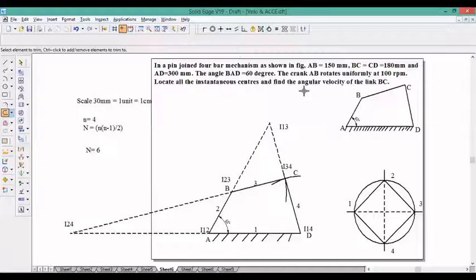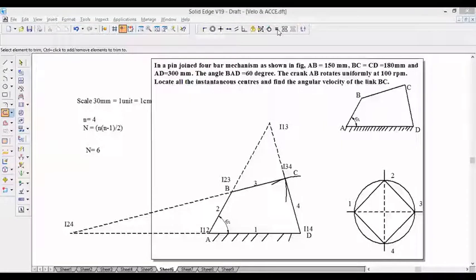Find the angular velocity of link BC. To find the angular velocity of link BC, let us consider the velocity of point B. The velocity of point B we can take as omega AB multiplied by the length of this link, that is AB. So linear velocity of point B can be taken as omega AB multiplied by AB. So speed is given here, that is 100 RPM. Hence, I'll take it to a new document.